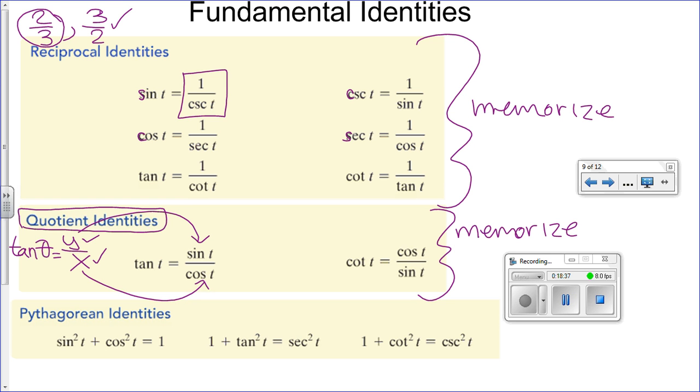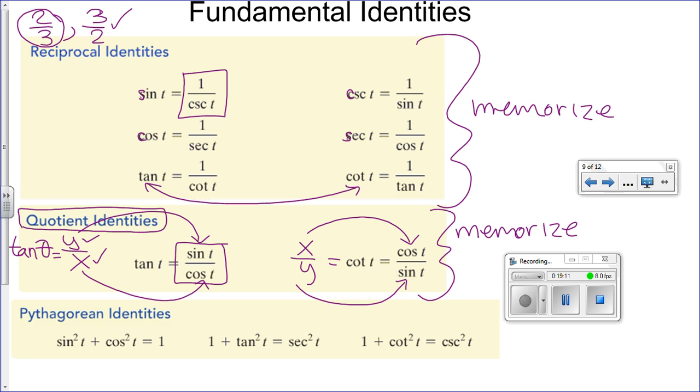Now, if we have the quotient identity for tangent, we should also have one for cotangent. And just to remind you a little bit, cotangent was defined as x over y, right? So doesn't it make sense that we replace x with cosine and we replace y with sine, all right? Furthermore, we could say that cotangent was the reciprocal of tangent, right? So if we're flipping them, tangent is sine over cosine. So cotangent will be the reciprocal of that, which will be cosine over sine.